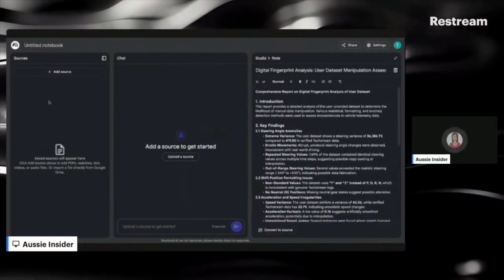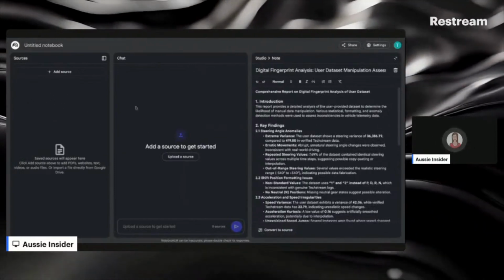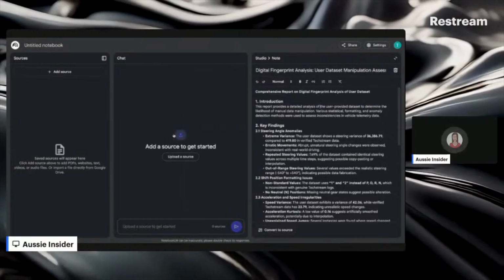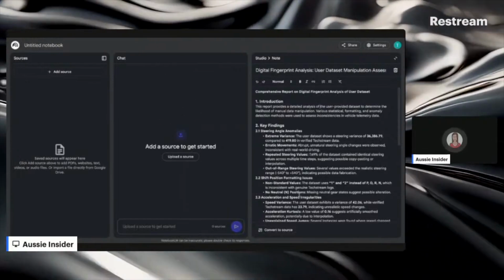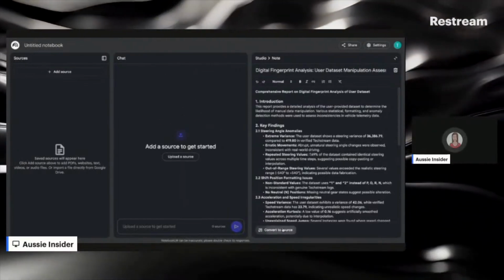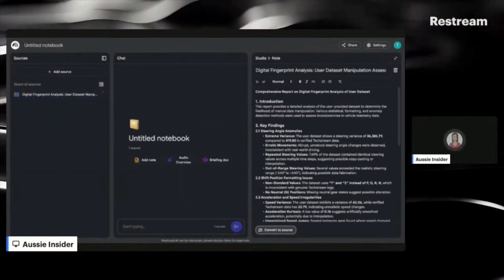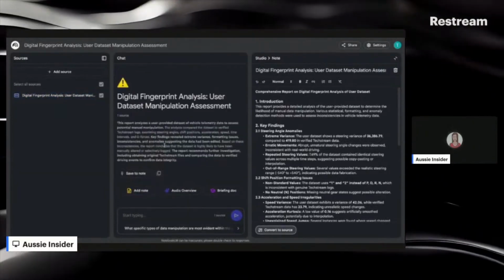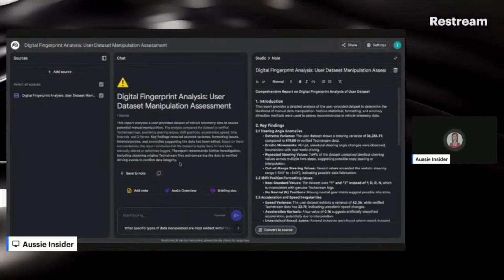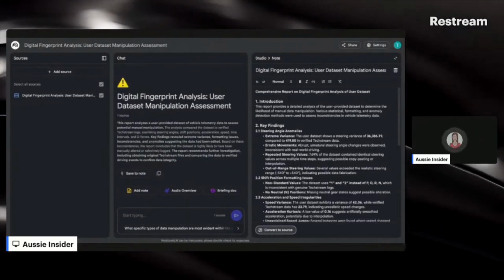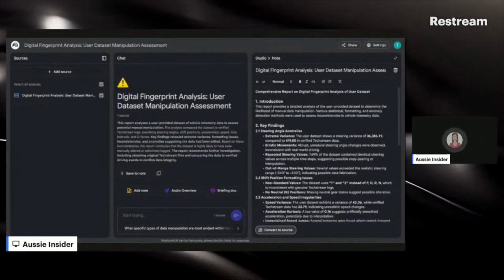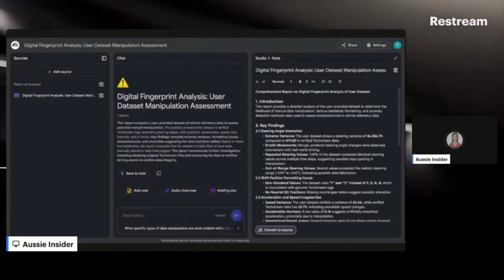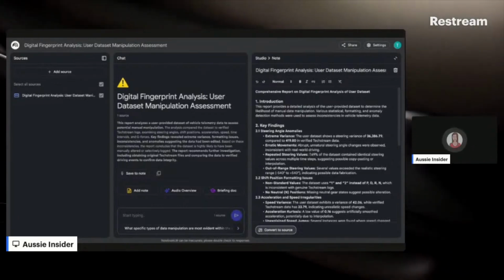So when I hit the source button, it's going to put it over here as a source, which will then start filling out some thought patterns on what we're looking at. So convert it to a source. And here it goes. It's thinking. It says, this report analyzes a user-provided dataset of vehicle telemetry data to assess potential manual manipulation.